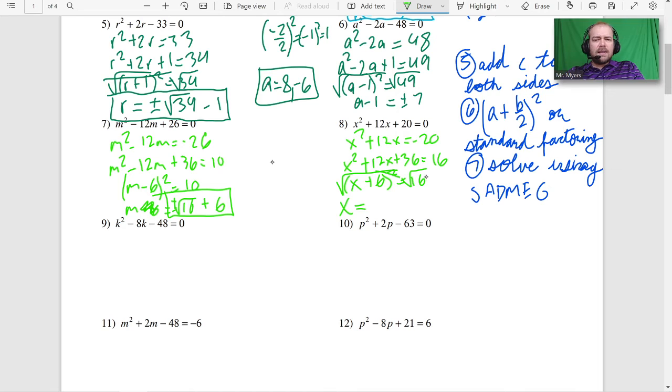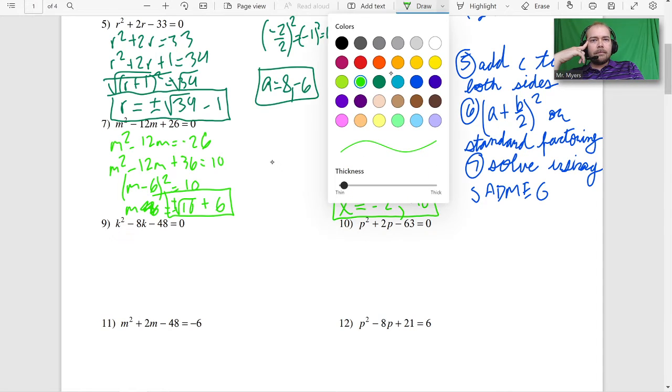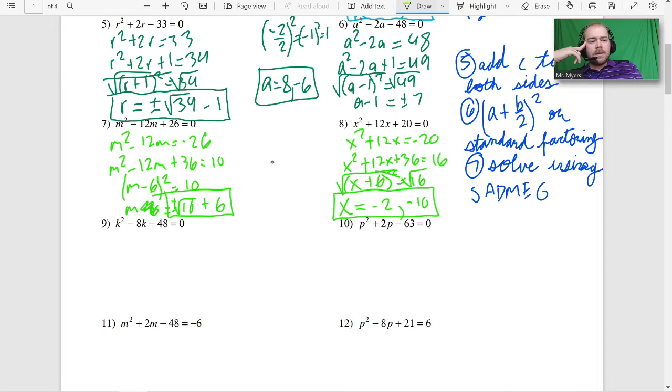Right? So square root of 16 is 4. 4 minus 6. And then, of course, there's negative 4. Plus or minus. So negative 4. Excuse me. It was like a double hiccup. Negative 4 minus 6 is negative 10. Okay. On to the next one.